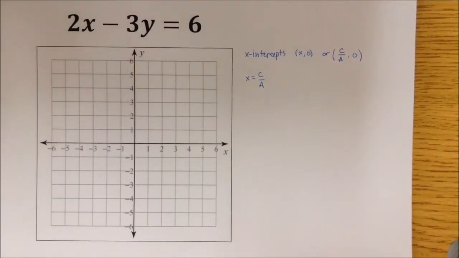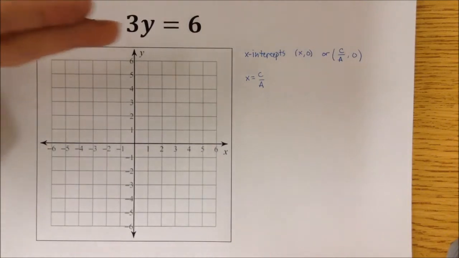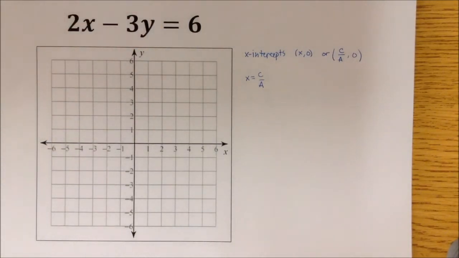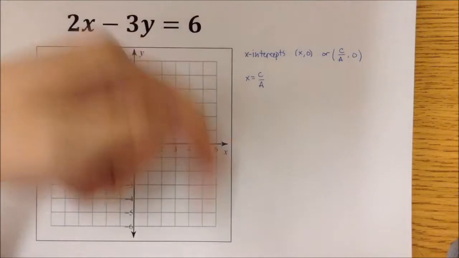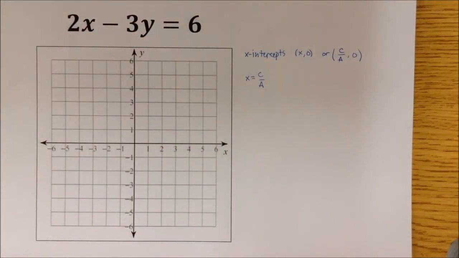Alright, so we're going to be talking about how to graph in standard form. In this example, we have 2x minus 3y equals 6. And I mentioned before, in order to graph, you only need two intercepts, the x-intercept and the y-intercept. The first one we're going to go over is the x-intercept.